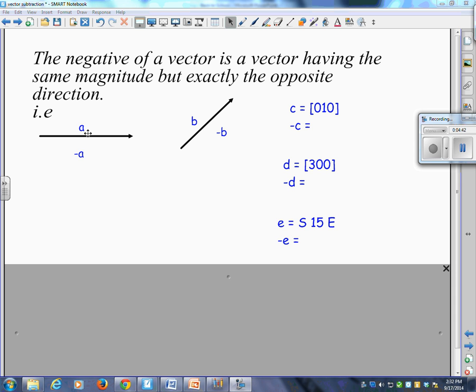Okay, so if vector A is to the right, then negative A is simply to the left. If vector B is up and to the right, like so, well then minus B is down and to the right. People get that, right? That's no problem. Once we start throwing numbers in, you've got to have a bit of a plan. If vector C is at a direction of 10 degrees, which would be like that, then what's minus C? What direction is it?